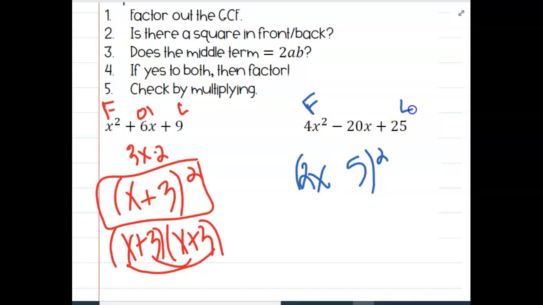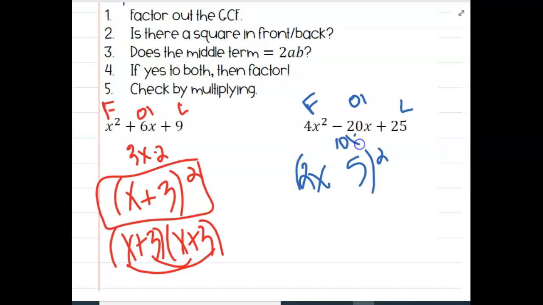5. Okay, so what we're doing here is the opposite of multiplying. So we're kind of checking, if I do multiply it back out, does it work? Well, if I multiply this out, the F works, 2x times 2x. The L works, 5 times 5. But we have to check the middle term as well. So if you were to multiply this out, the outer terms would have been 2x times 5.